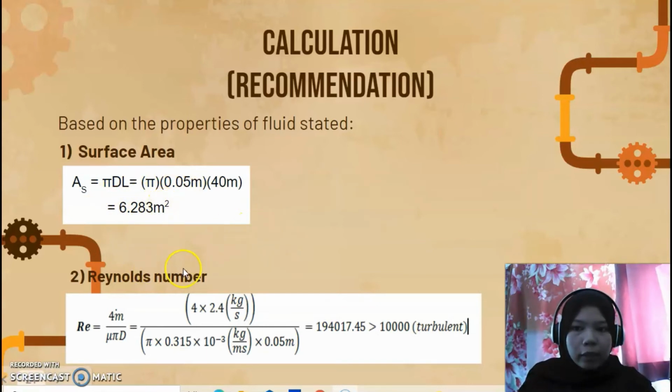Next, the Reynolds number. We need to calculate the Reynolds number to know the type of flow of the hot water. So after we substitute the values for the Re, we get a value larger than 10,000. So the type of flow is turbulent flow.